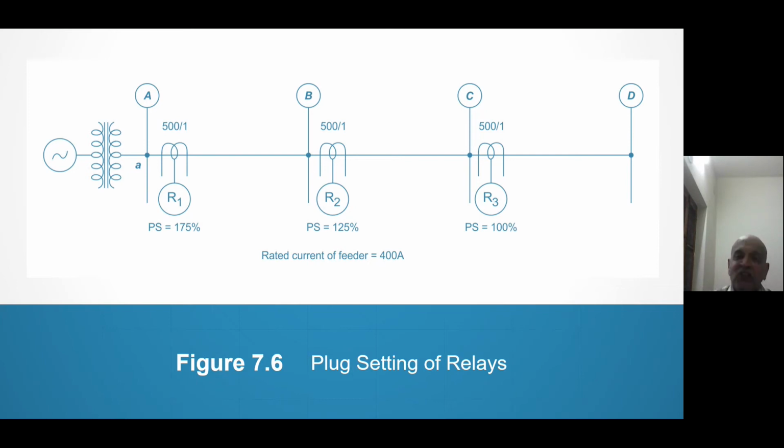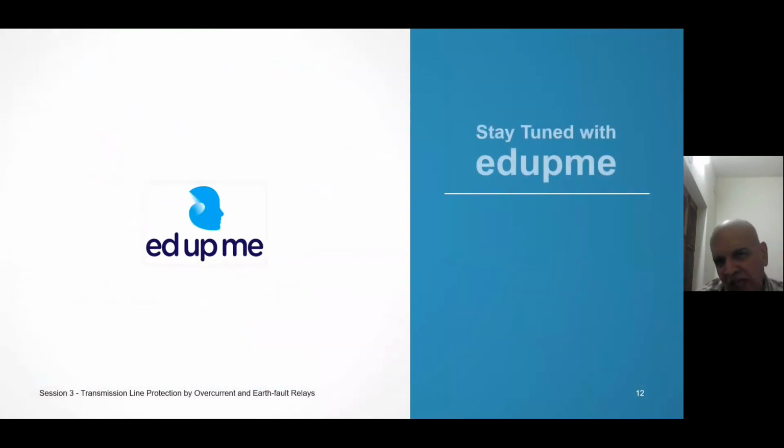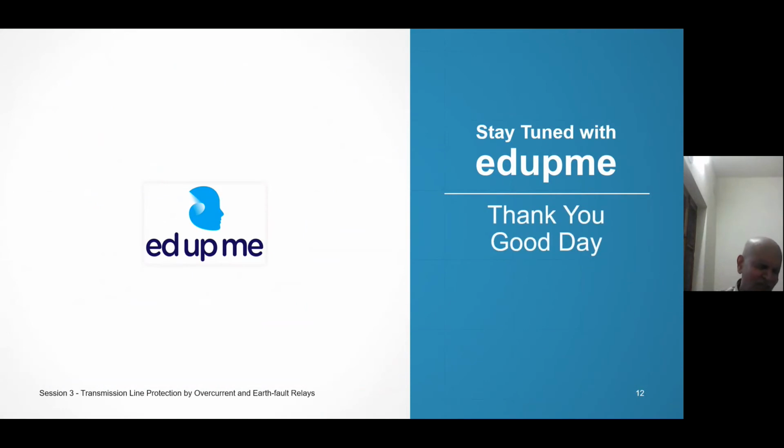So in this case, you have to use voltage controlled overcurrent relays. Probably in the next slides, we will see the voltage controlled overcurrent relays. Right now, we agree that with these two rules, R2 will reach up to D. So we assume that, right? So rule 3 we ignore for the time being.